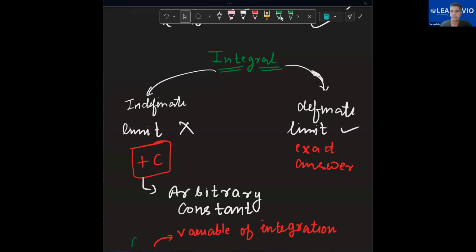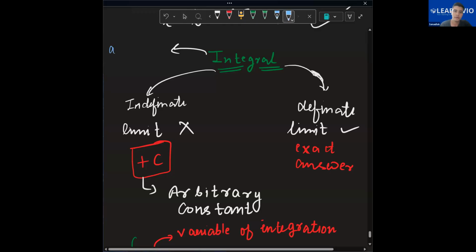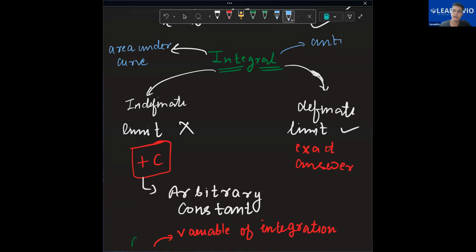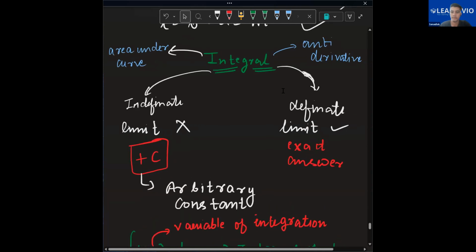And add this thing also that this is the area under curve that we will use in the application part. Area under curve, and it is also the antiderivative. It is also known as antiderivative. All right. Okay.